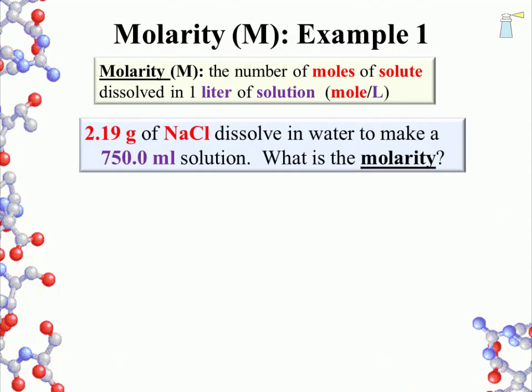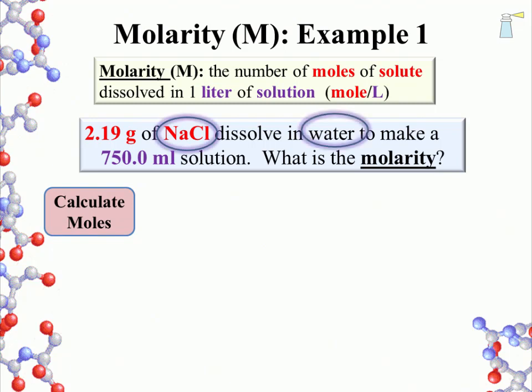Example 1. 2.19 grams of NaCl dissolve in water to make a 750.0 mL solution. What is the molarity? Step 1 has us calculate the moles of solute. But which substance is the solute? Is it the NaCl or is it the water?